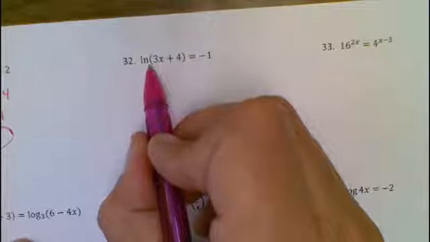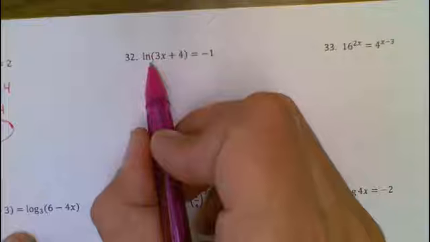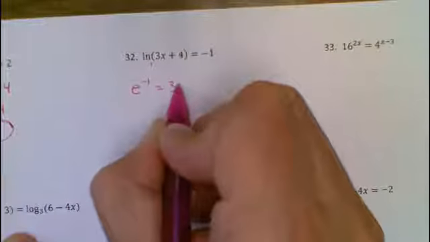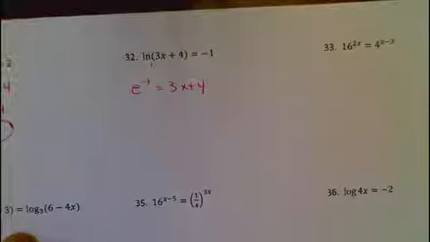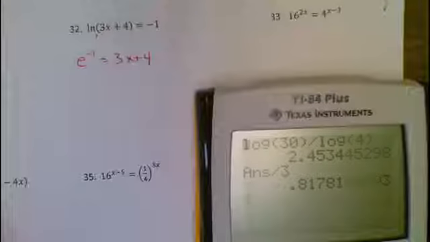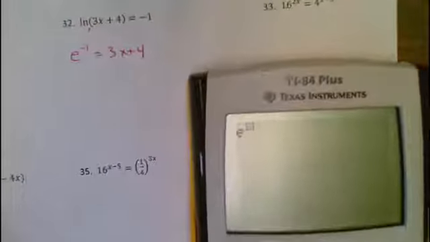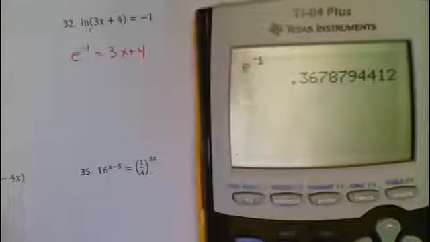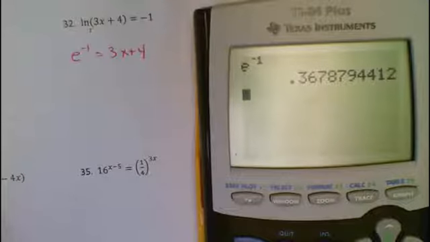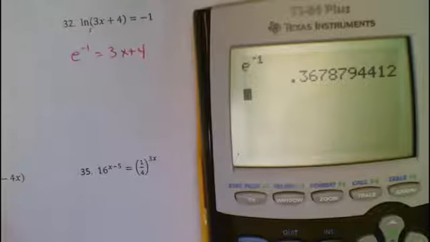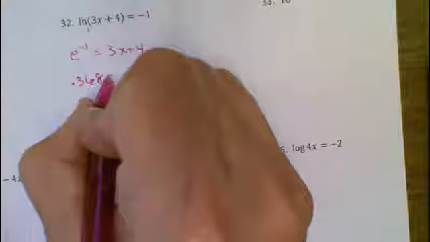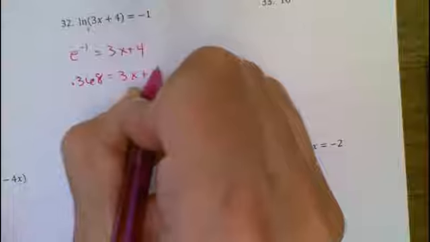This one is a base of e. So again, we're going to put it in exponential. E to the negative first has to equal 3x plus 4. We need to figure out what e to the negative first is. So I'm going to go e raised to the negative first power. I get 0.3679. If I want to round to the nearest thousandth, I can say 0.368. So 0.368 equals 3x plus 4.